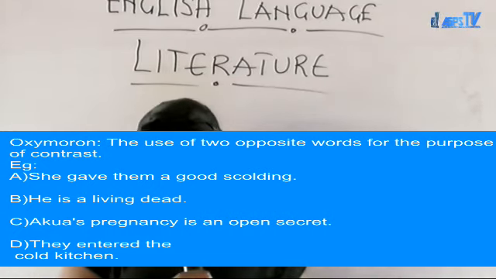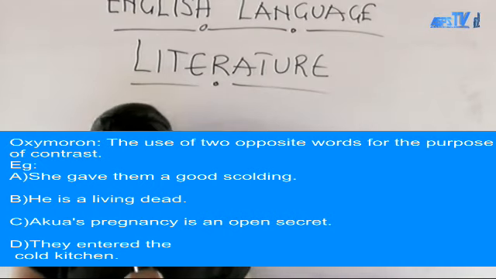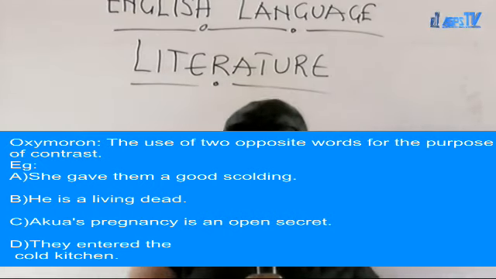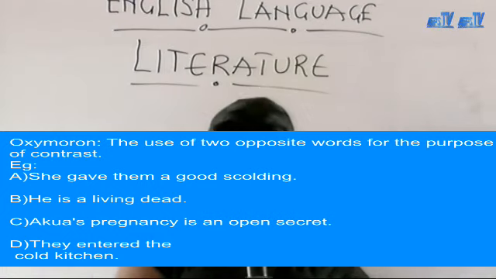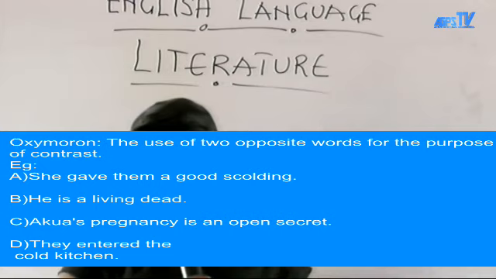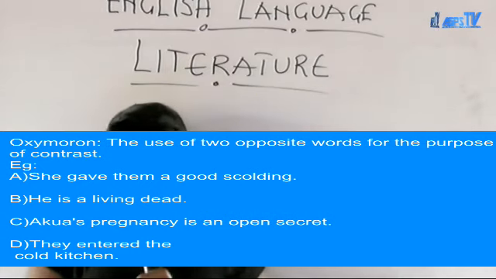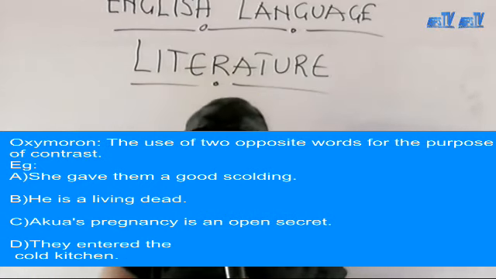Someone who is dead cannot move. So when we are using someone who is alive and someone who is dead, we call it oxymoron. He is a living dead. That is the two opposite words, living and dead, being put together.